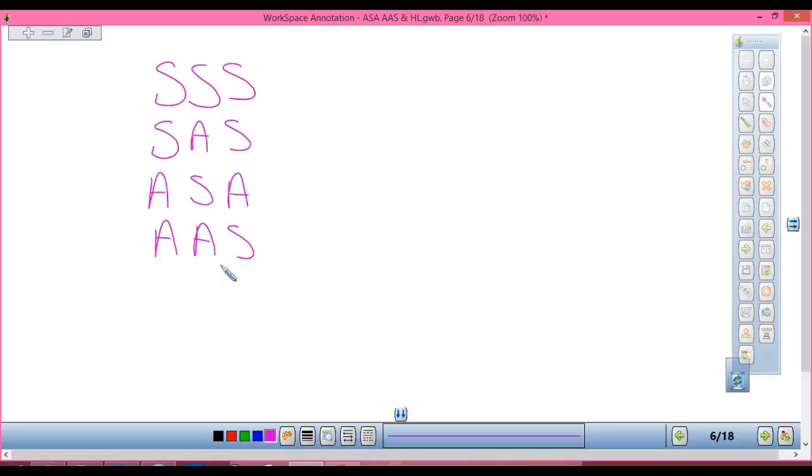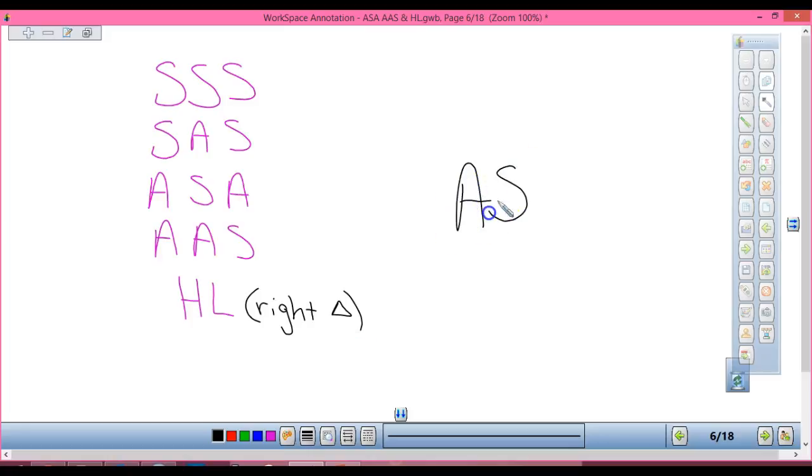And then the last one that we're just going to touch on, which isn't bad, is called hypotenuse leg. And what do I have to have in order to have a hypotenuse and a leg? What kind of triangle? I have to have a right triangle. Hypotenuse leg only works with right triangles. Okay? So if you notice, the only thing that doesn't work is if I have two sides and if my angle is not in between them. Okay? And so you can always think to yourself, is my angle in between my two sides?